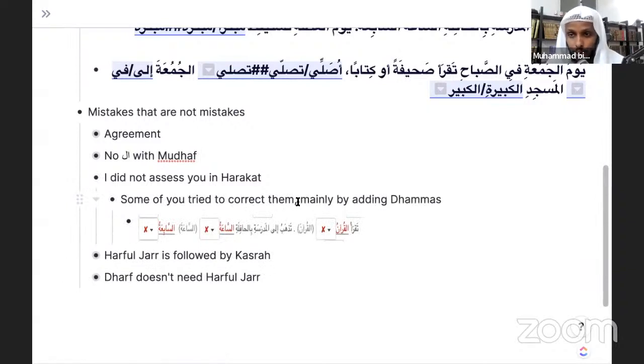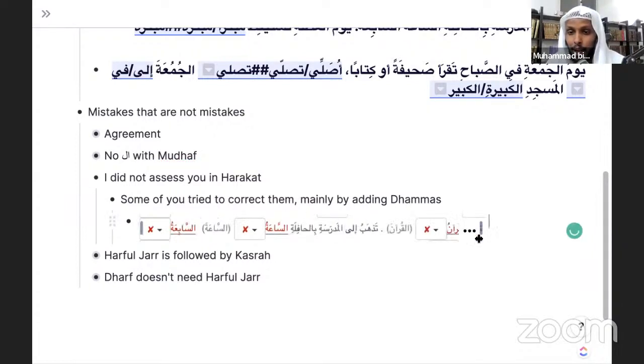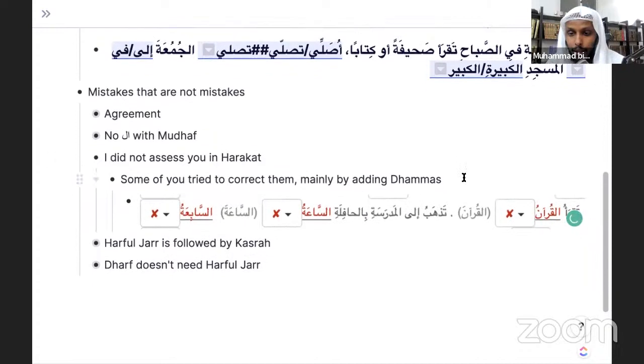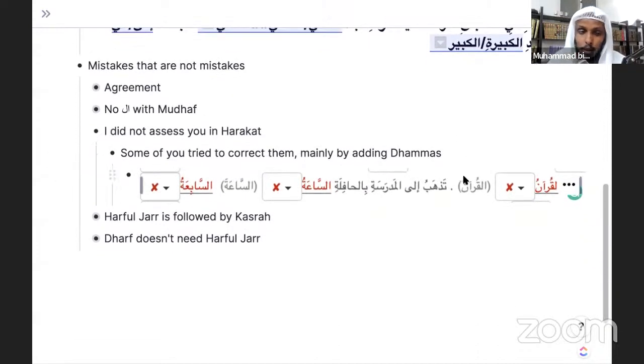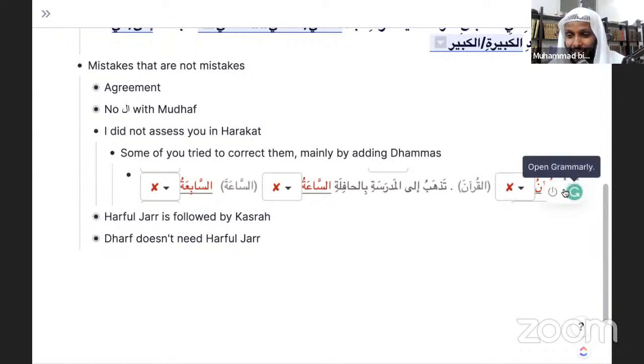I did not assess you in harakat. Alright? That wasn't the purpose. So some of you tried to correct them, mainly by adding dhammas. Okay, and if they didn't make the correction, it would be fine. But when you make a correction and your correction is wrong, I'm sorry, but you're gonna lose the mark. So, for example, you have تقرأ القرآن. Okay, Quran is what?